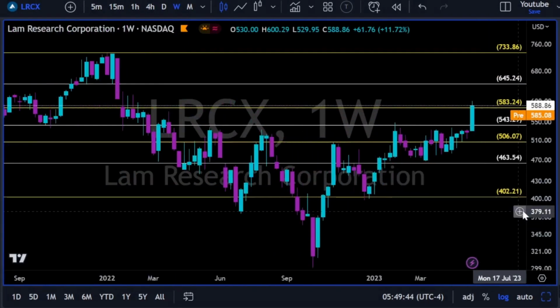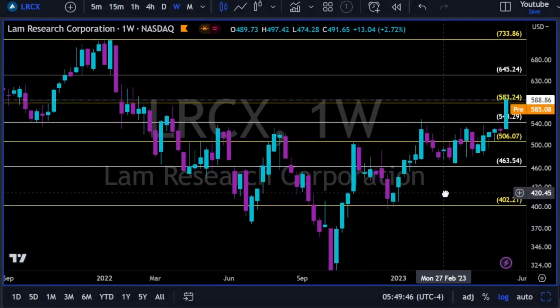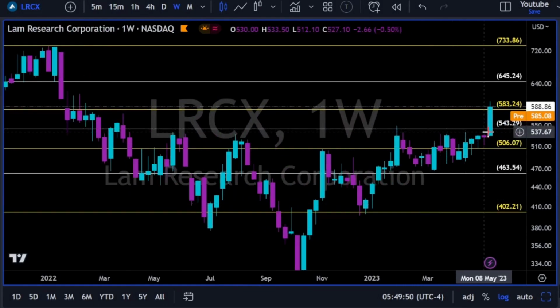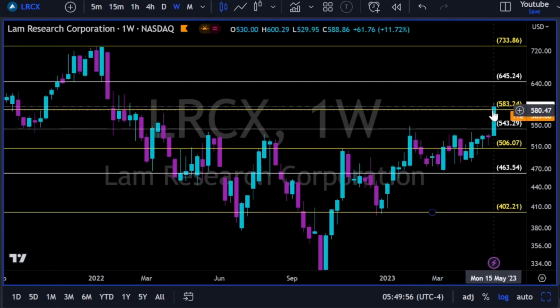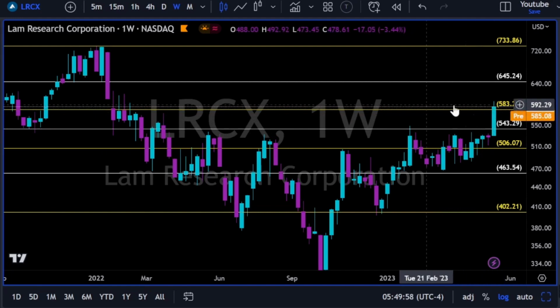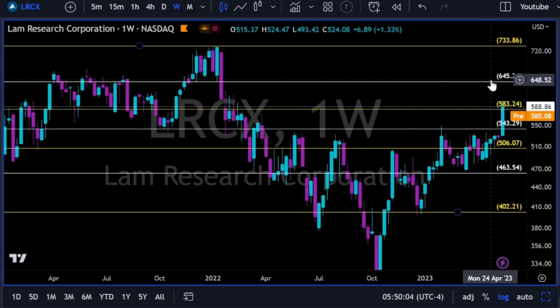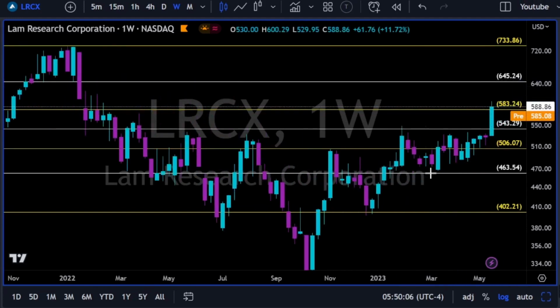LRCX, if you follow me on Twitter and you saw previous videos in the past 2 weeks or so, you know we have waited long enough for a break above the 543, and we got it. Now, let's see if 580 will hold as support. Then we are going towards the 645.